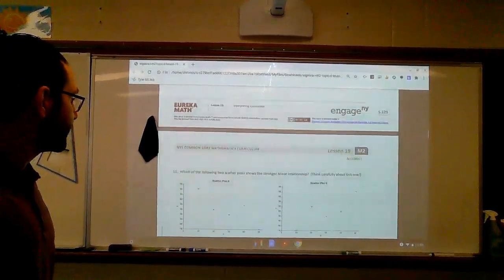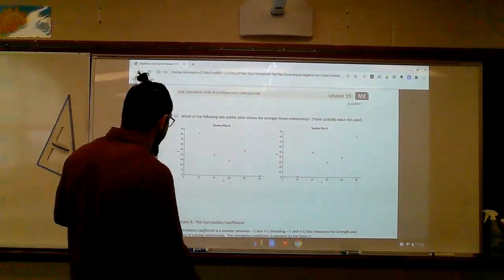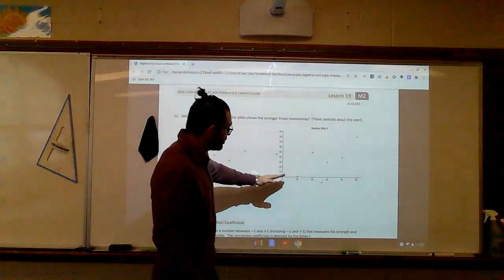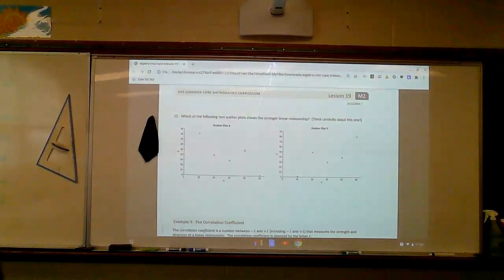So how can we figure that out? Well, which one here has a stronger correlation? You know? I don't know. They're both pretty good about this one. So how are we going to figure that out? The strength of the linear relationship for these might be exactly the same.